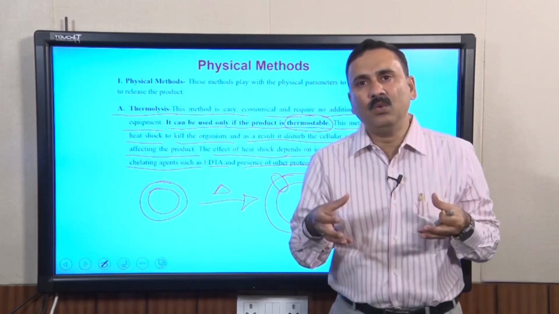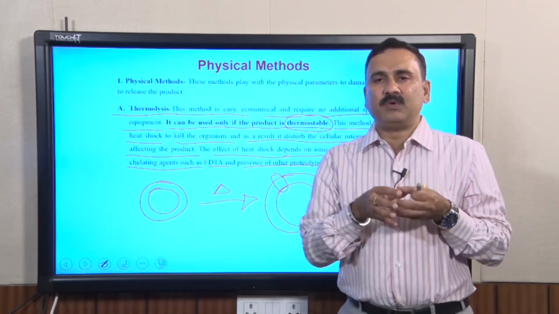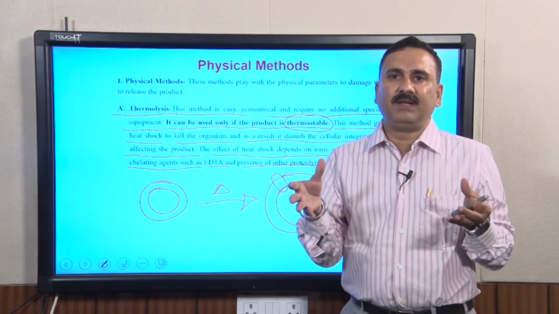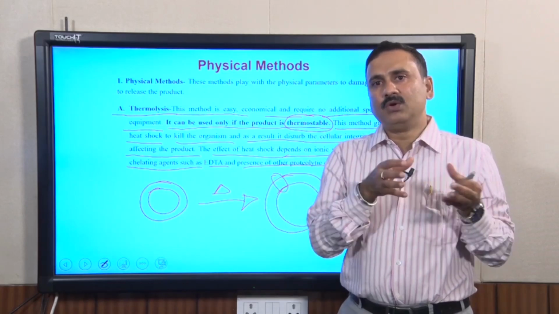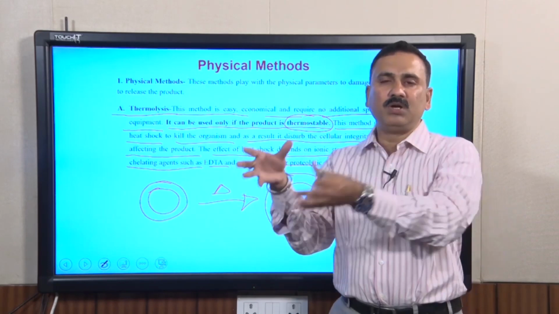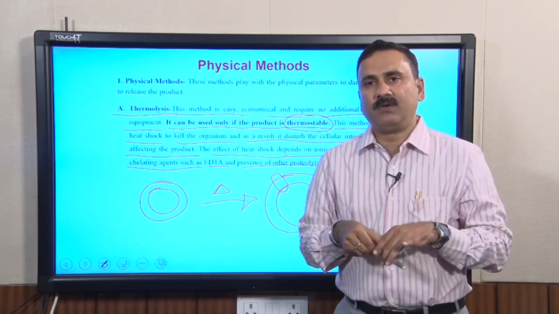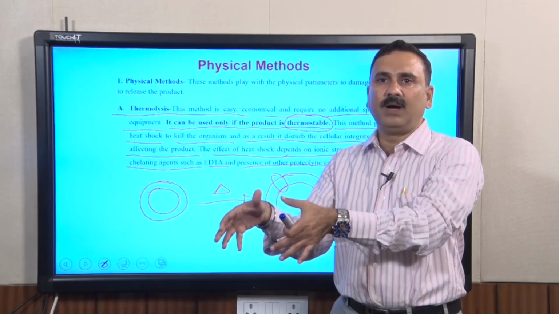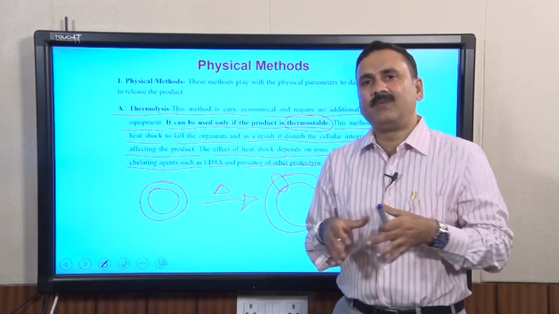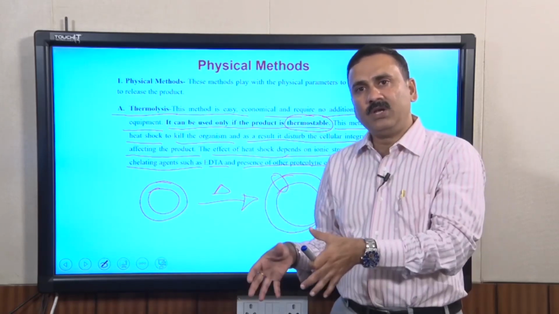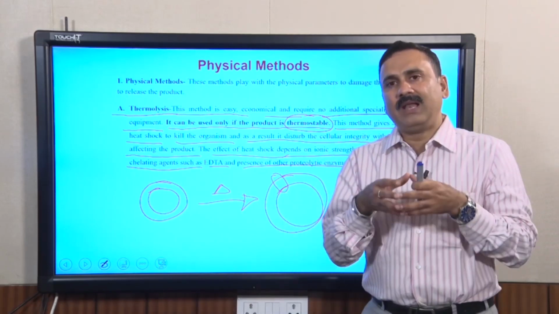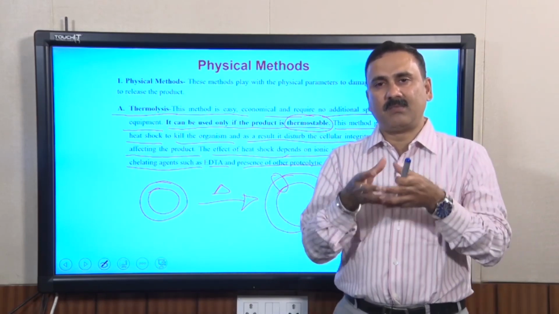If you take a balloon and imagine that the balloon is a cell, now take this balloon and put it into warm water, or dip it into a hot water bath. What will happen? Once you put the balloon into the water bath, the balloon has an elastic rubber.